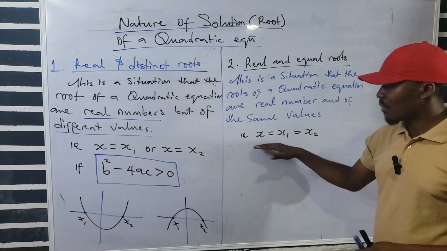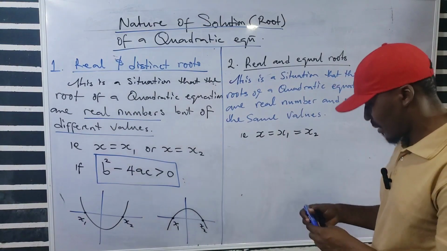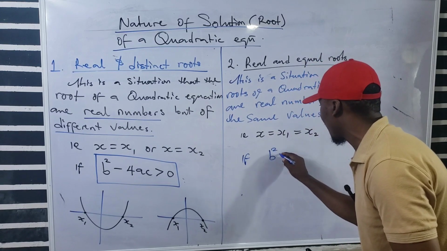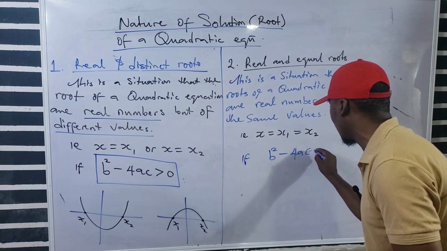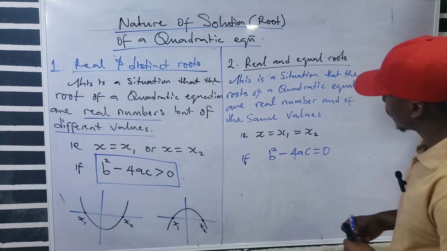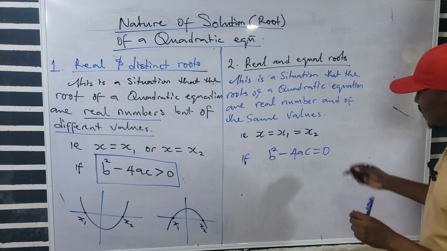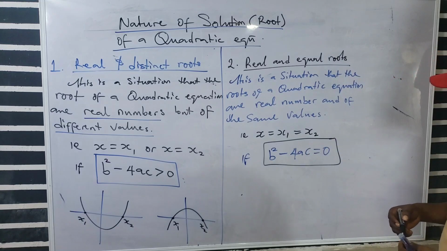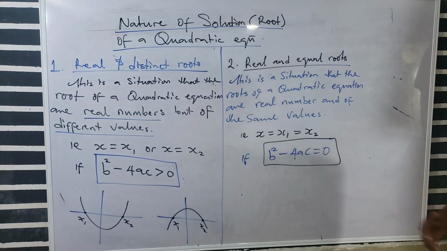Okay. Now, when do we get that? We get that if b squared minus 4ac is equal to 0. So anytime we test our quadratic equation and we have that b squared minus 4ac equals 0, we say that it is a real and equal root.